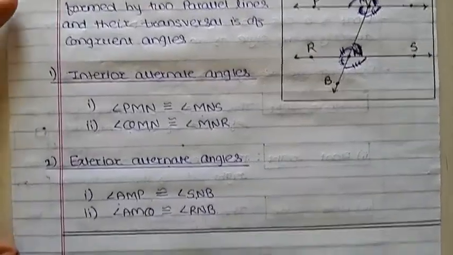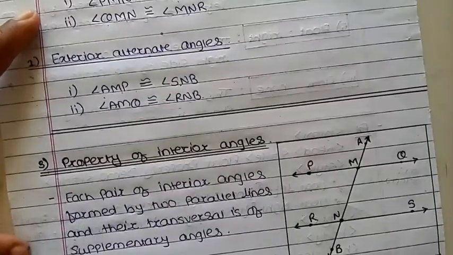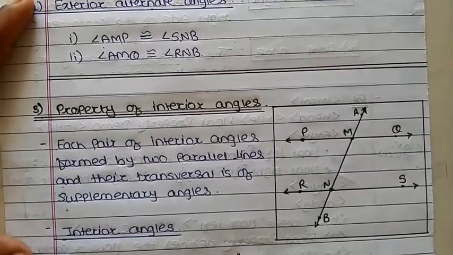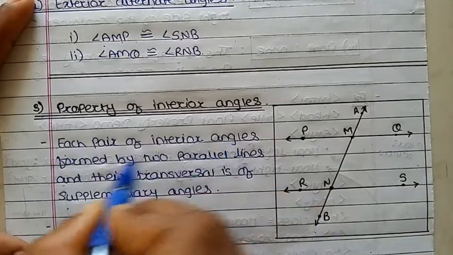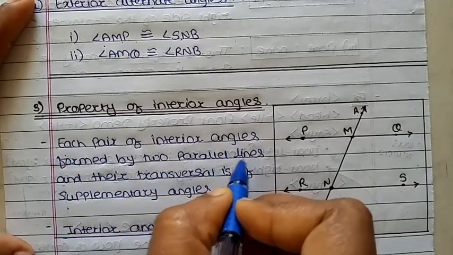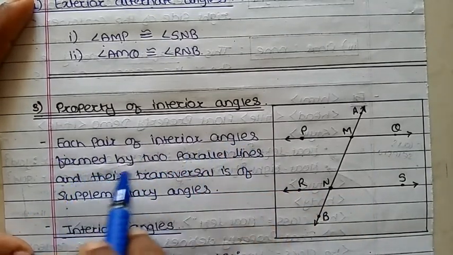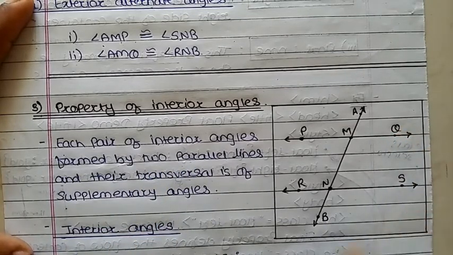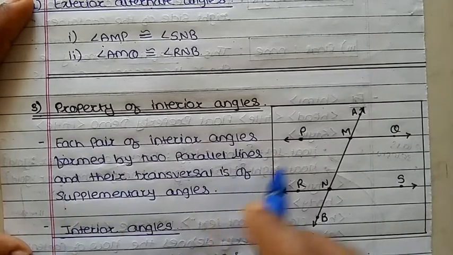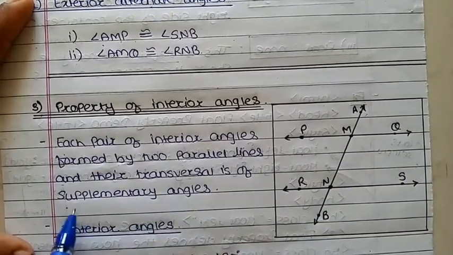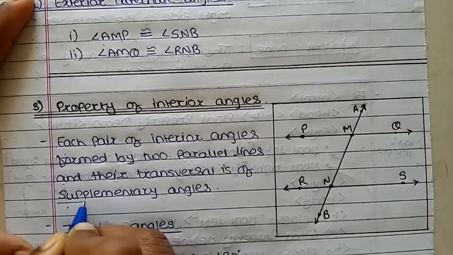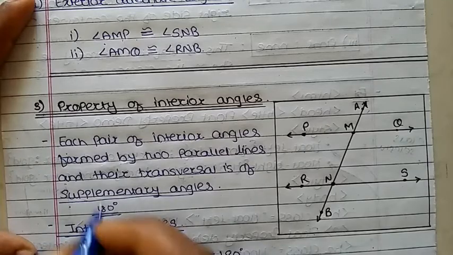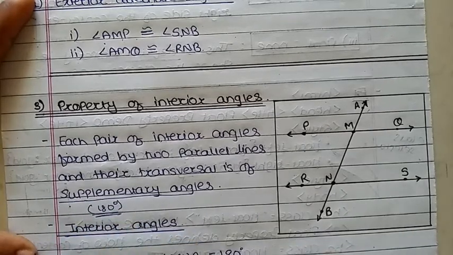Next, the third one is the property of interior angles. We have to show the property of interior angles here. Each pair of interior angles formed by two parallel lines, like line PQ and RS, and their transversal is supplementary. Supplementary angles means they form 180 degrees.